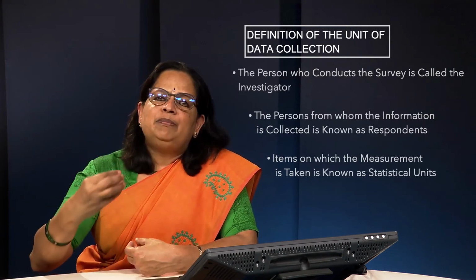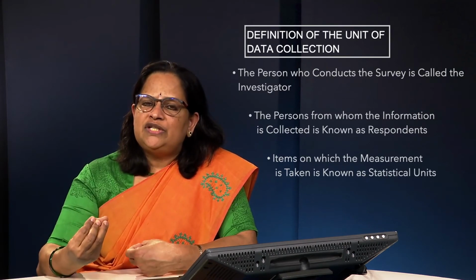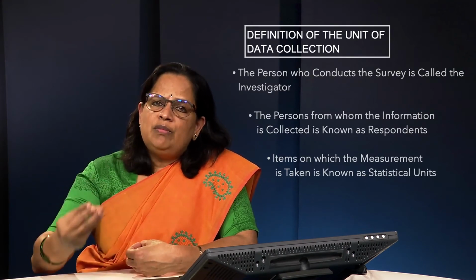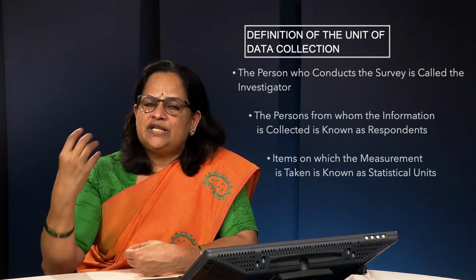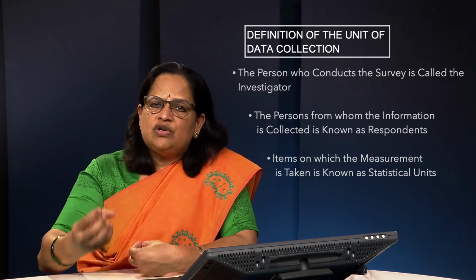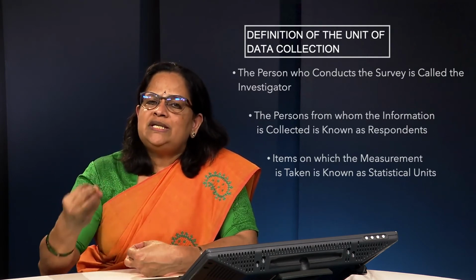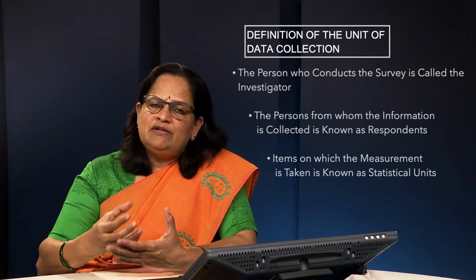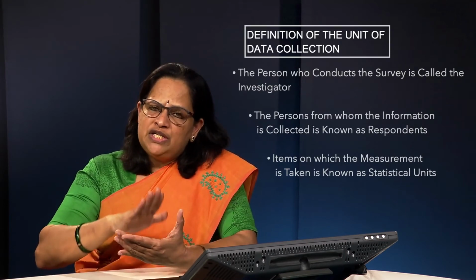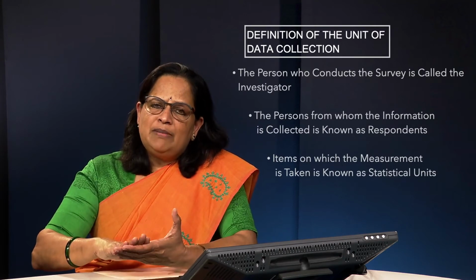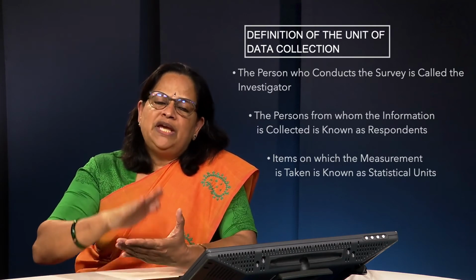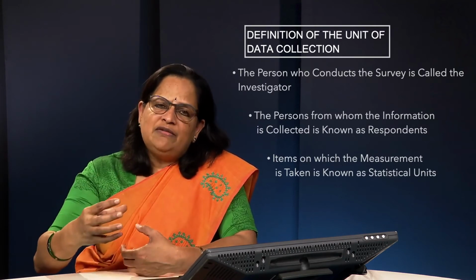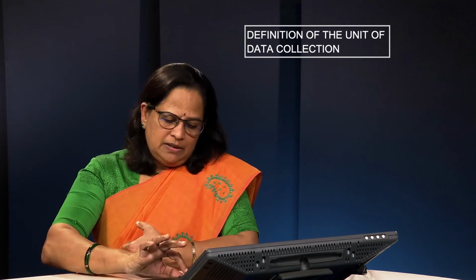So, I will repeat: the person who is conducting the survey is the investigator. The persons from whom I am collecting the information are known as respondents, and the items on which measurement is taken are known as the statistical unit. In my survey, I will be collecting information about the age of the respondents, dual income family, the number of dependents, income, expenditure, and their savings. All this I will collect.